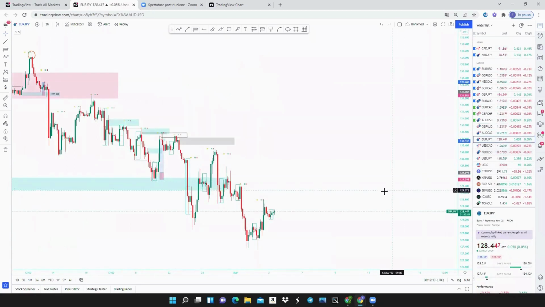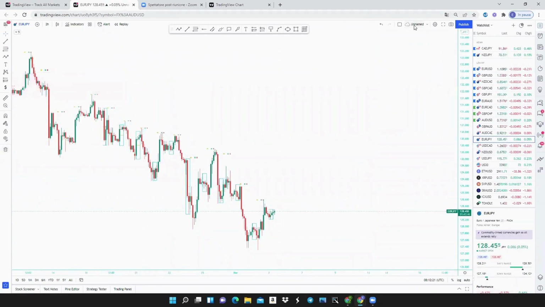EUR/JPY. EUR/JPY we're overall bearish, lower lows, lower highs. The last break of structure to the downside is this one. And therefore we have possible areas to trade from, which are this one, the one just above, or the extreme one.